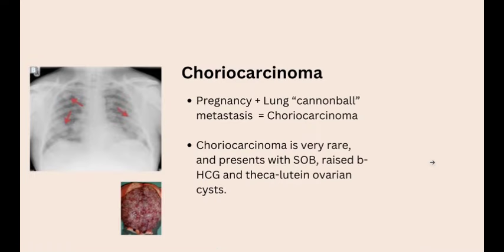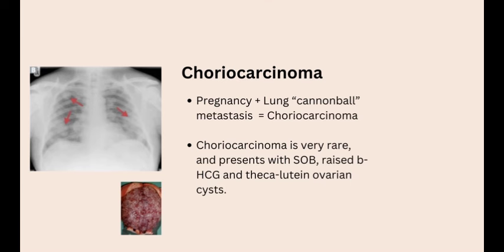So choriocarcinomas: if you see a pregnant patient and the stem says something about cannonball metastasis to the lungs, you think choriocarcinoma. The way this works is because trophoblastic cells don't have transplantation antigens, so they don't have HLA or ABO.